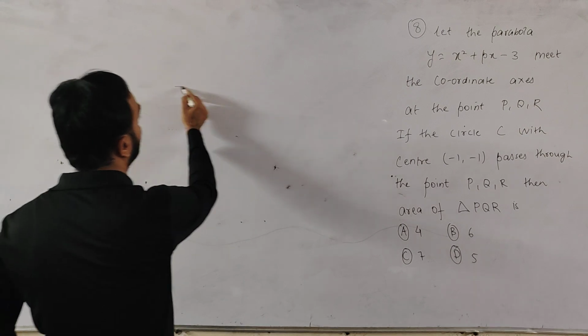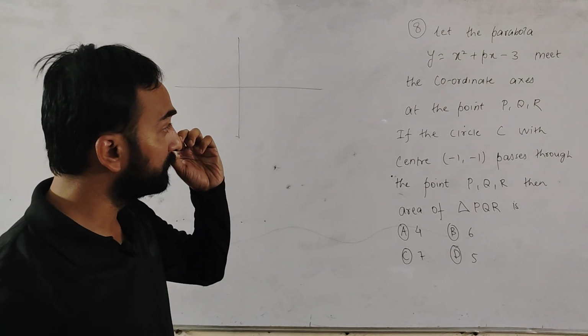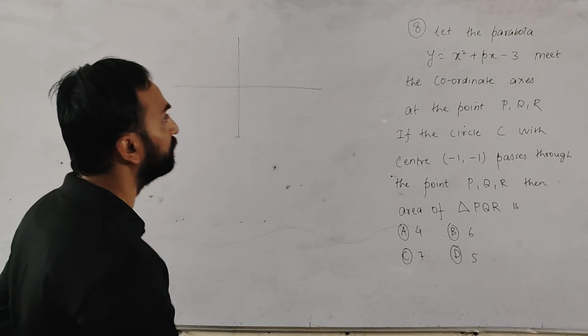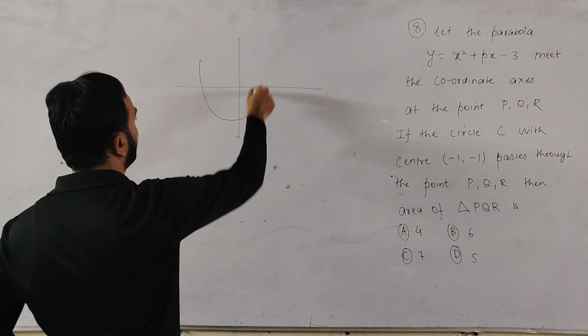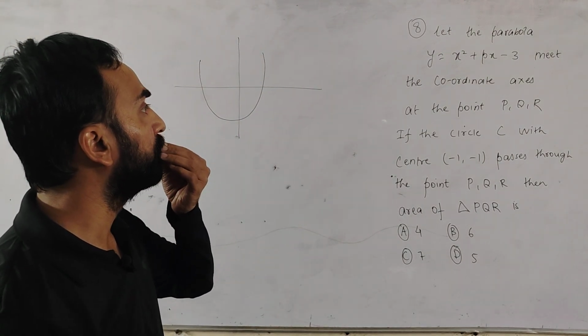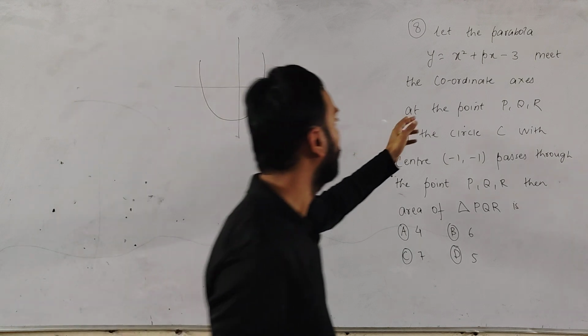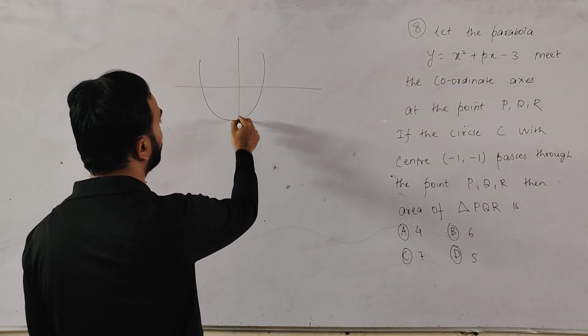If we draw the coordinates, I am drawing a rough diagram, right? And y is equal to x square plus px minus 3, so obviously it will look something like this. This is the equation of the parabola. Then we have the points P, Q, R, right? So this point is obviously what?